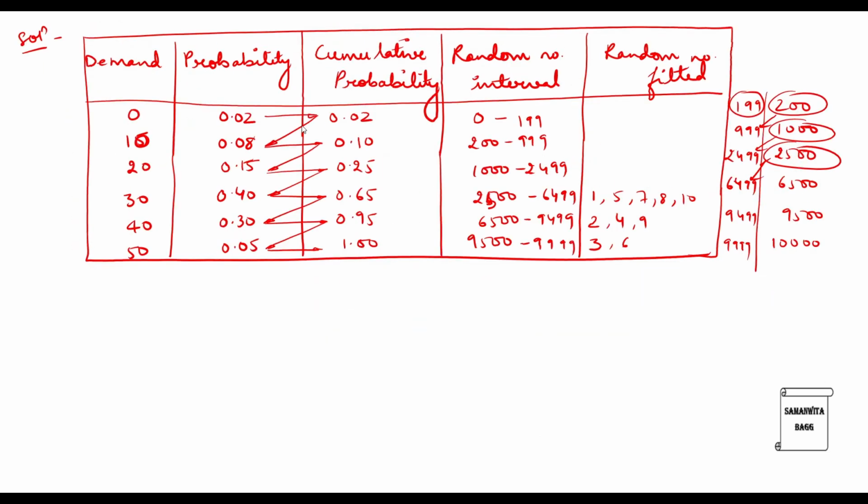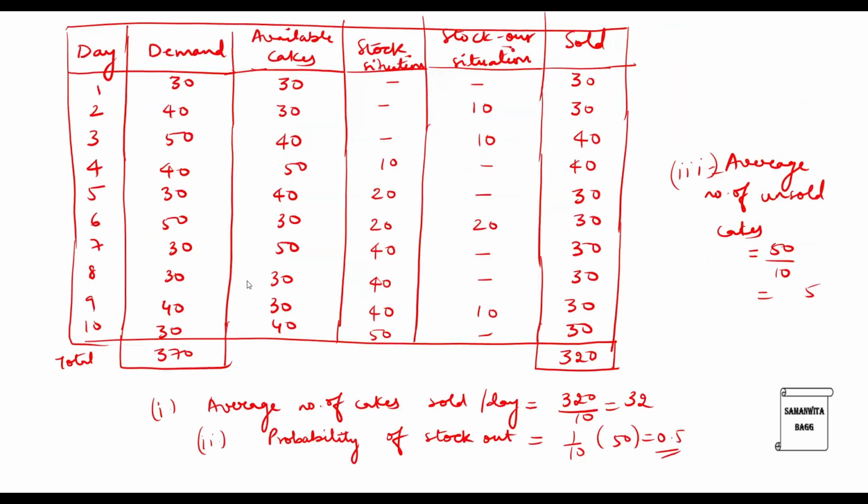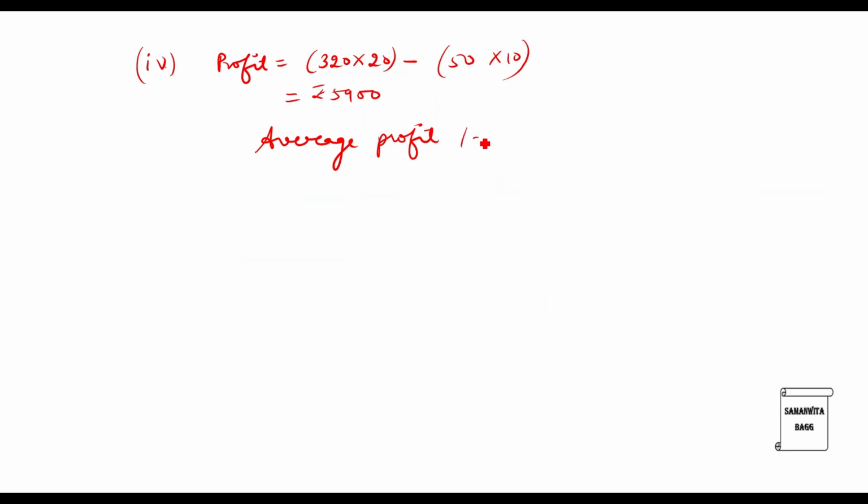But we have to calculate average profit. If you read the question, it is asking for average profit per day. So again, I'll have to divide by 10. So the answer is rupees 590, and that is the answer for each of them.